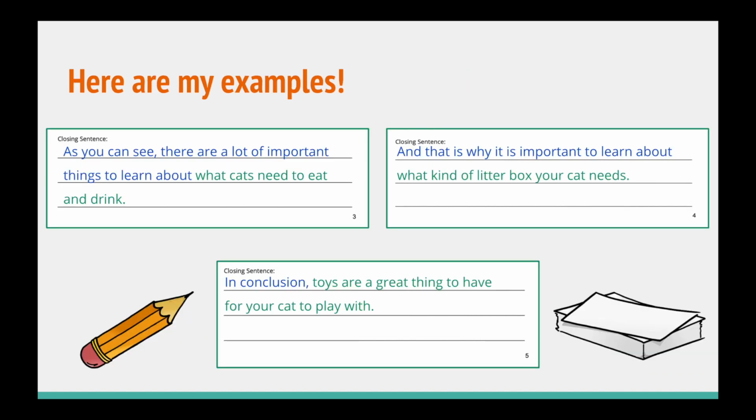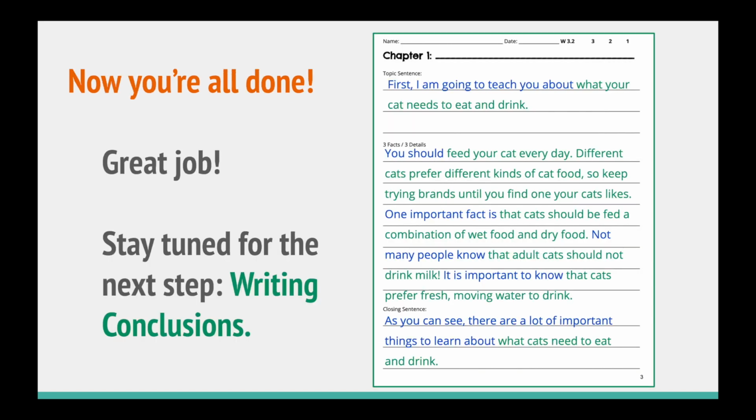Here are my examples for my 3 different chapters or subtopics. This is my example for chapter 1. As you can see, there are a lot of important things to learn about what cats need to eat and drink. For chapter 2, I wrote, and that is why it is important to learn about what kind of litter box your cat needs. For chapter 3, I wrote, in conclusion, toys are a great thing to have for your cat to play with. And you're all done.